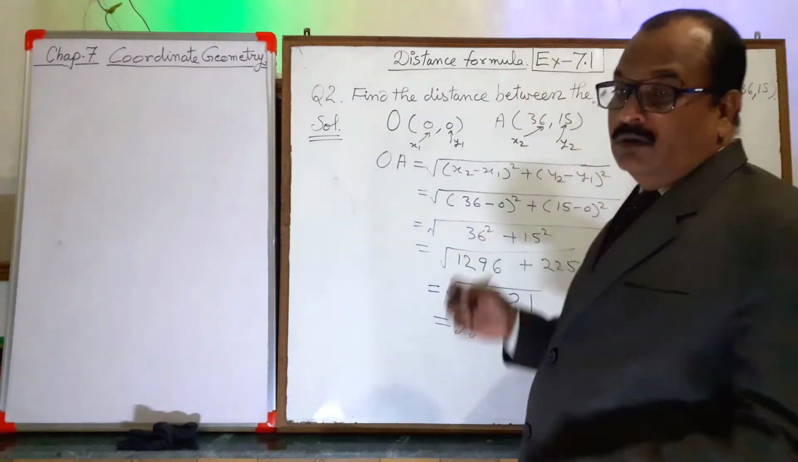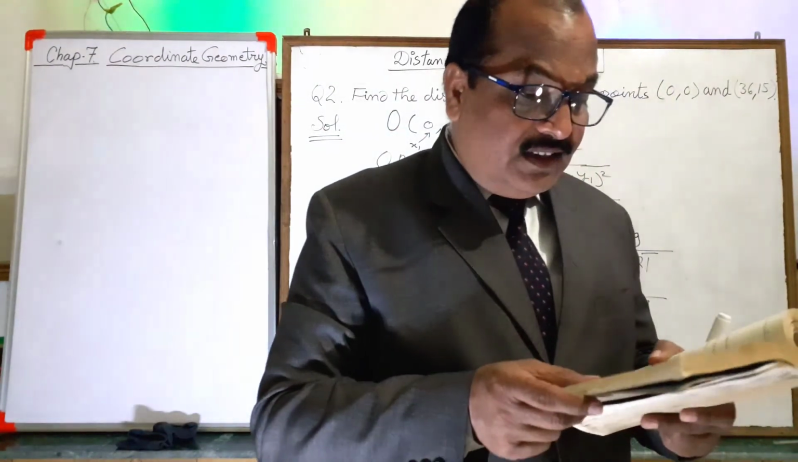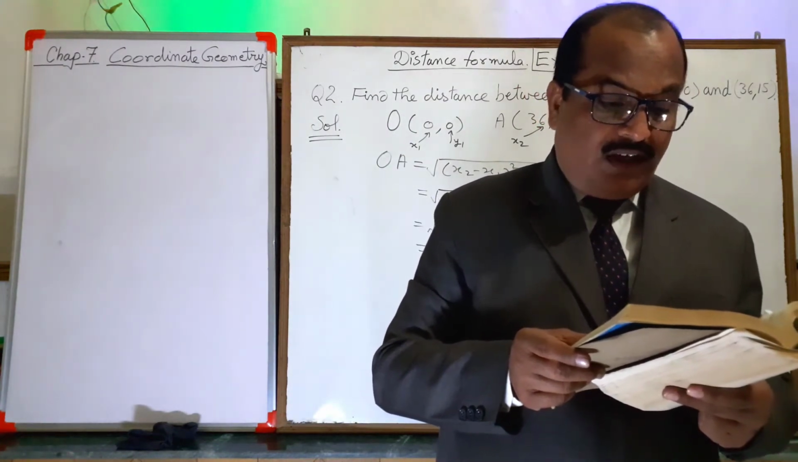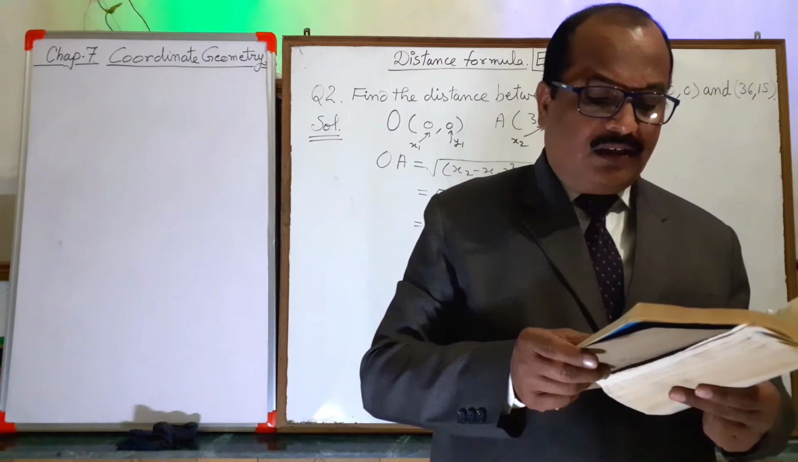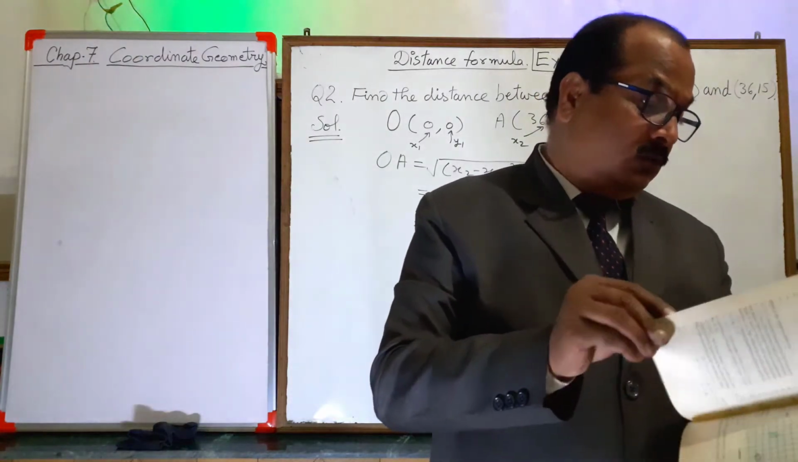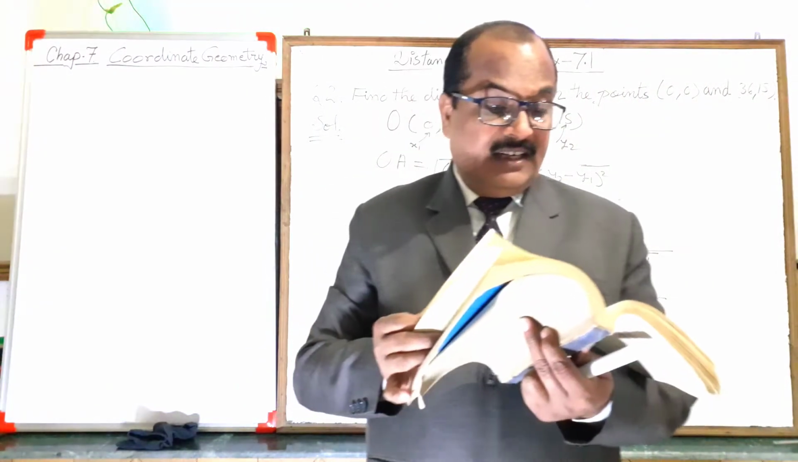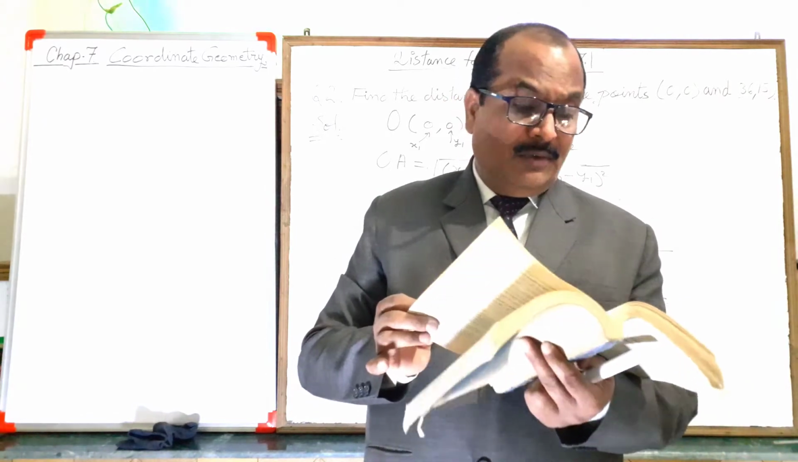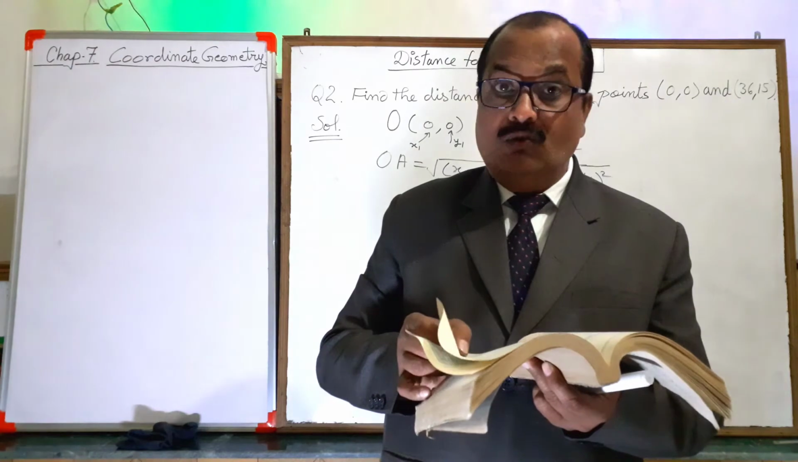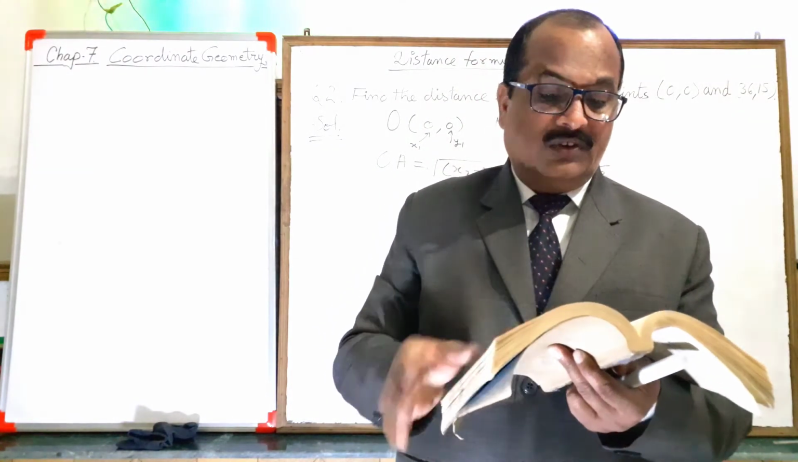Students, in the book one more thing is given. You can see it is written: can you now find the distance between the two towns A and B discussed in section 7.2? So in this book you will go through paragraph 7.2 and see there are two towns A and B. You can also find the distance between them because you know their coordinates. So the rest you will do yourself.